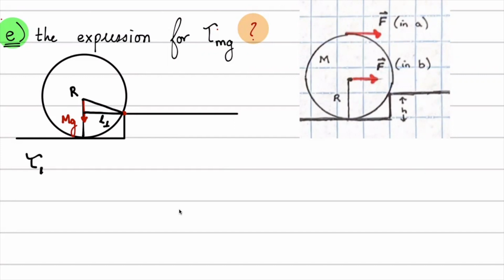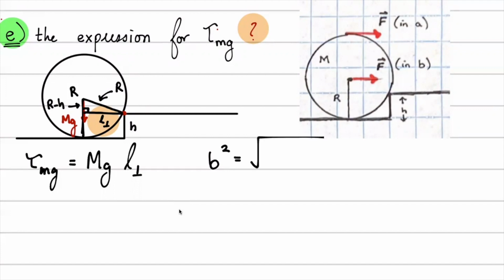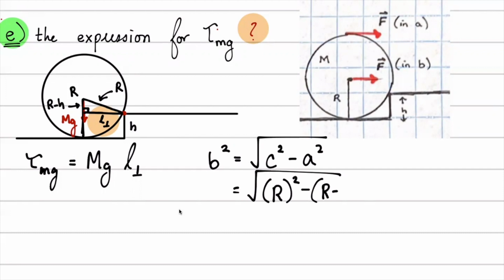Let's see. Torque due to mg is equal to the force, which is mg, times our length perpendicular. We've got a right triangle here, and I think we can figure out some of these distances. We want to get this one on the bottom, right? Let's look at the hypotenuse. The hypotenuse is just the radius, right? And one leg of this triangle is the radius minus the height, so r minus h. If we've got the hypotenuse and we've got one of the legs, then the other leg using the Pythagorean theorem is just going to be the square root of c squared minus a squared. Plugging in our hypotenuse, which is r, and one of our legs, r minus h.